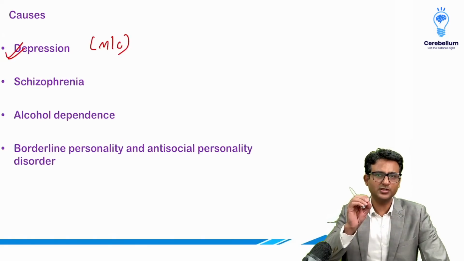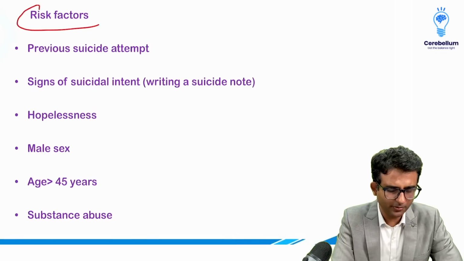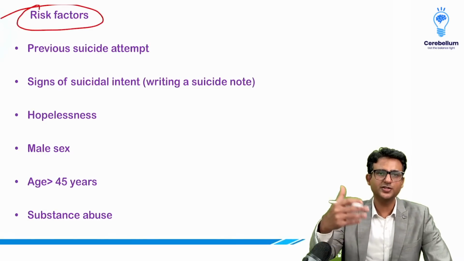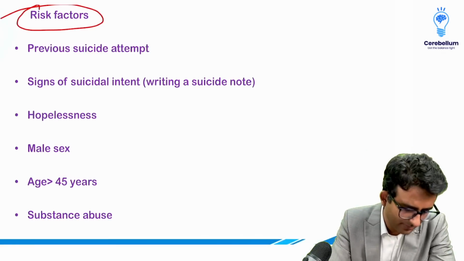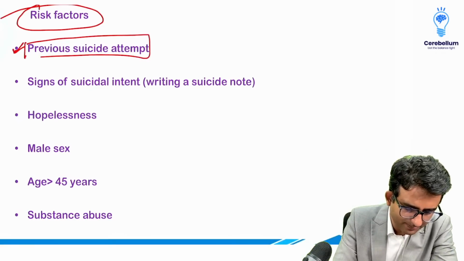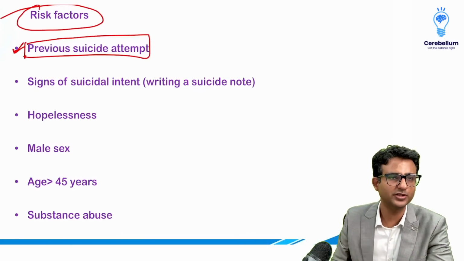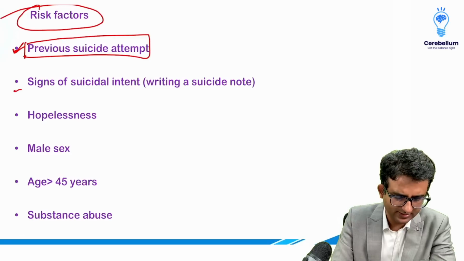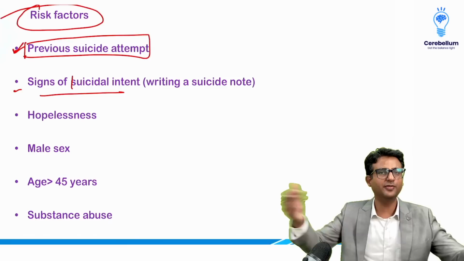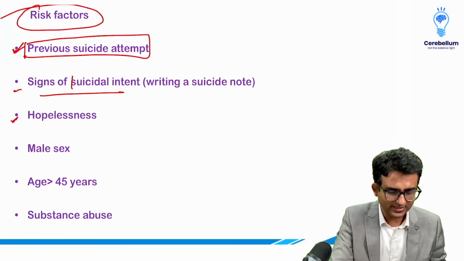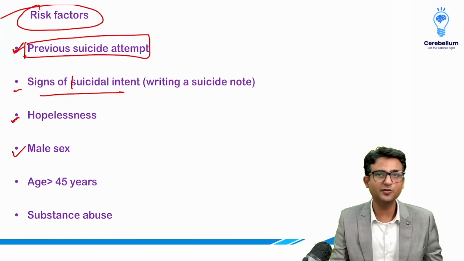What is the biggest risk factor? What is the most important risk factor for a suicide attempt? Who is most likely to attempt suicide in future? Somebody who has attempted suicide in the past. Previous suicide attempt is the biggest risk factor for a future suicide attempt. Then signs of suicidal intent. Say somebody is writing a note or somebody is transferring money to the family members. Hopelessness, we talked about it. Hopelessness increases the risk for suicide. Males have more risk for suicide.